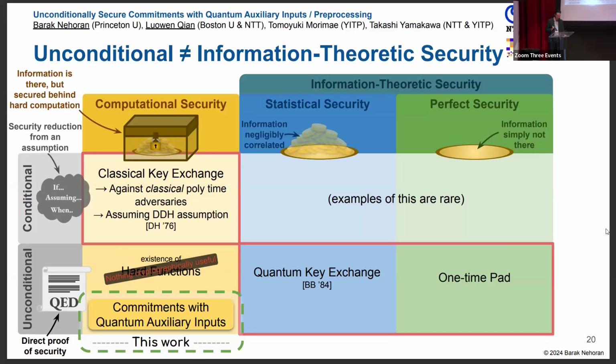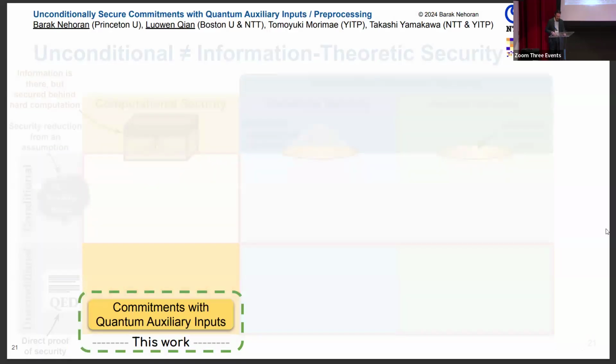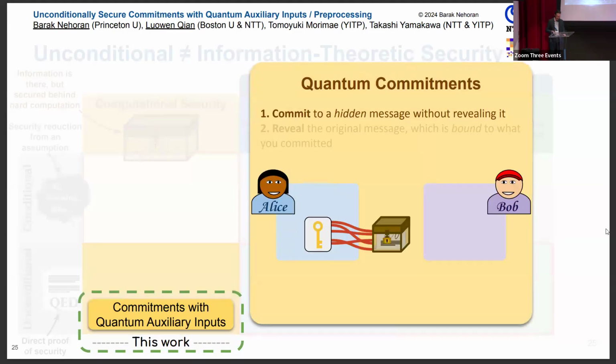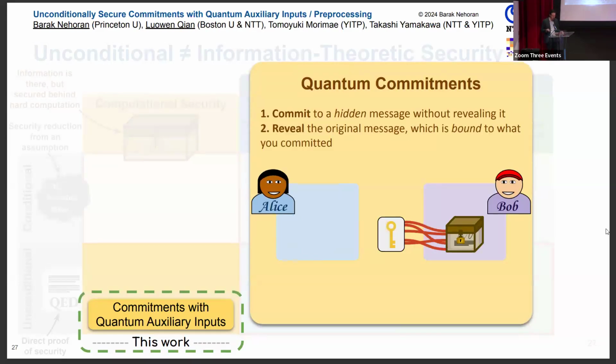Our works show for the first time a commitment protocol that falls in this category, specifically when all the parties receive a quantum auxiliary input. Commitment schemes allow someone to lock away a message that they can then send to someone else. And then later, they can reveal the message without being able to modify the committed message.